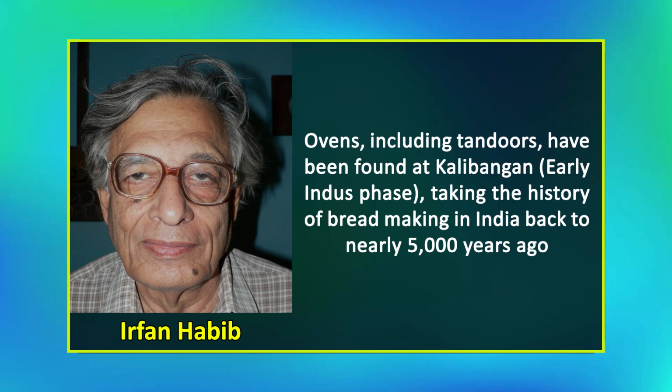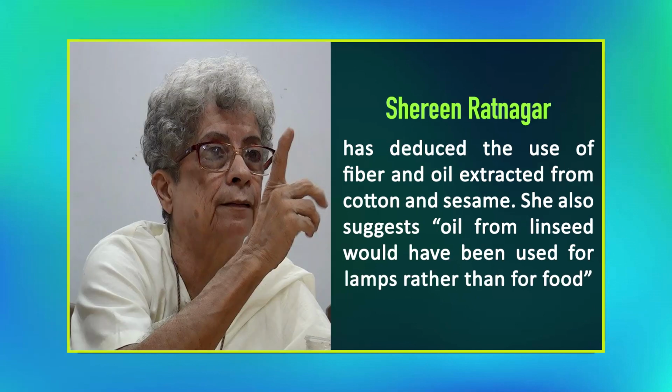Irfan Habib refers to interesting evidence as he says ovens including tandoors have been found at Kalibagan, taking the history of bread making in India back to nearly 5,000 years ago. Similarly, Shireen Ratnagar has deduced the use of fiber and oil extracted from cotton and sesame. She also suggests oil from linseed would have been used for lamps rather than for food.